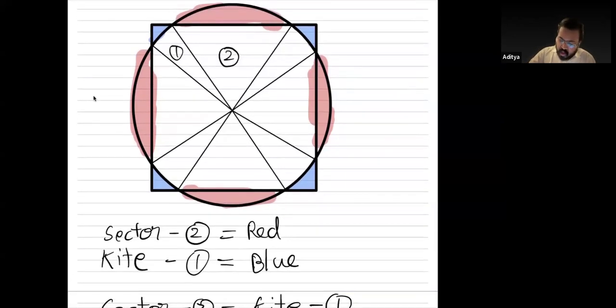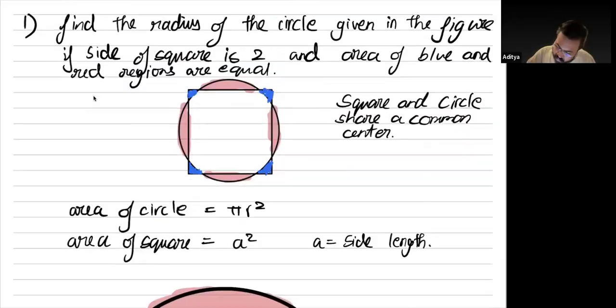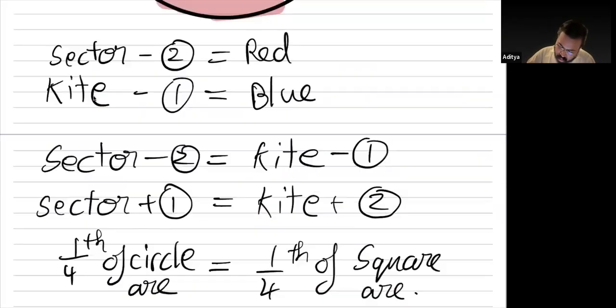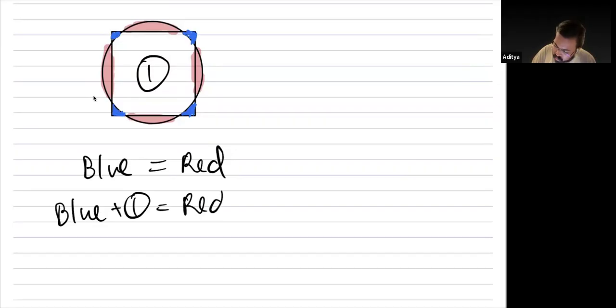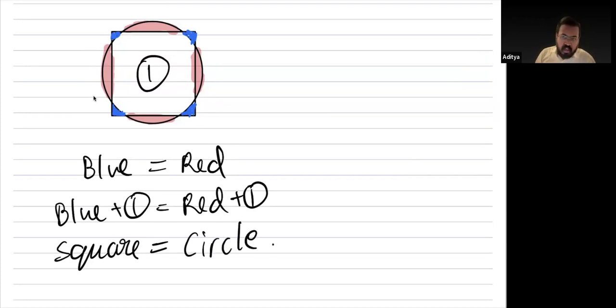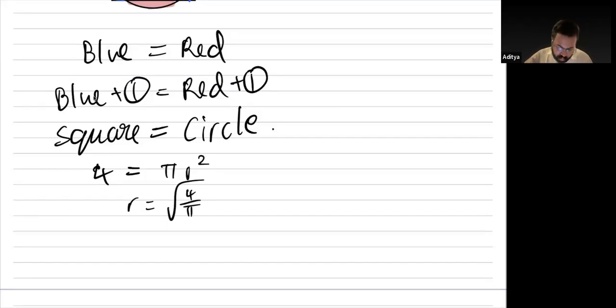Fine. If anyone wants another way to look at this question, basically you could take this entire figure. Let's copy this. Let's call this inside region 1. So blue equal to red, blue plus 1 equal to red plus 1. Blue plus 1 is already a square and red plus 1 is a circle. You could go piece by piece and try solving it also, but this is also a simpler way to look at the same thing. Okay? If you are able to understand it this way also, good. And if square is equal to circle, I'm talking about areas only, so directly now we have 4 is equal to pi r square. R is equal to under root 4 upon pi. Okay, we'll move on to the next question.